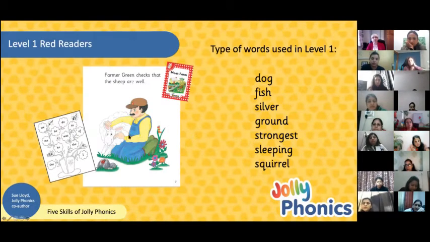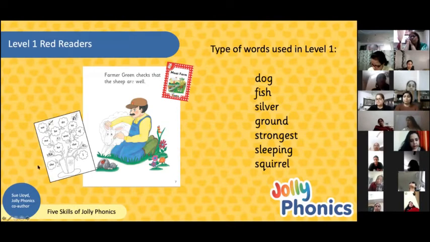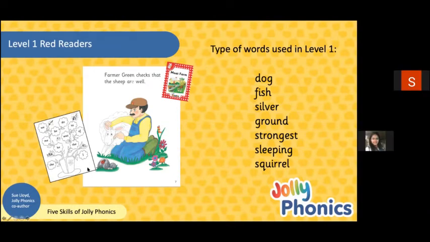So what about the red level? Well, the nice thing with 42 letter sounds, the knowledge, you've got more words that you can access. So in these books, words like these come along. So if you've taught them blending well, they'll just go ground, strongest, sleeping squirrel, and they'll get them. And of course you get more interesting stories and they're off to a good start. The tricky words are at the front, so parents can practice those with the children. And at the back, we have got some comprehension questions as well. So those are for the confident, straightforward children.